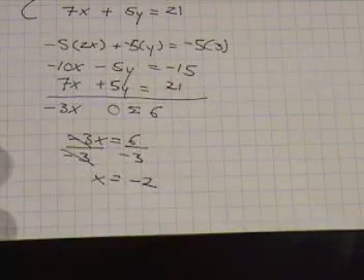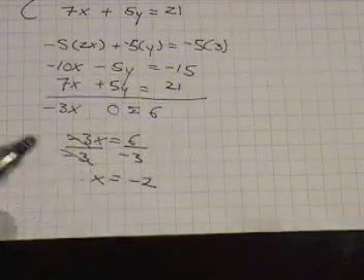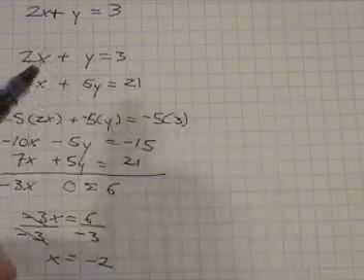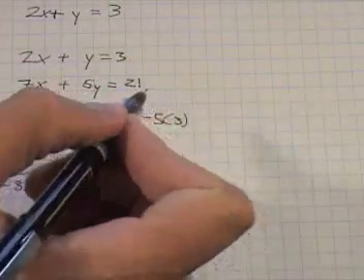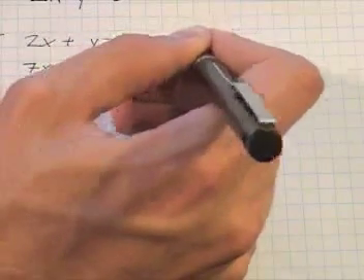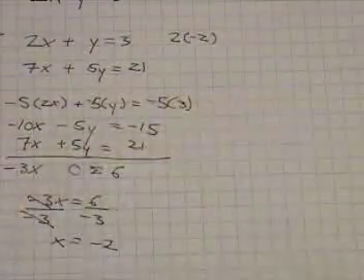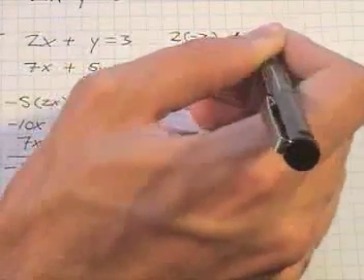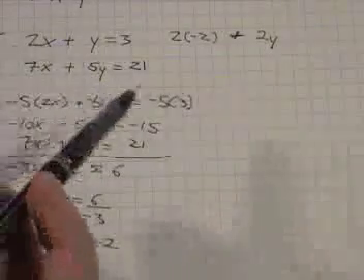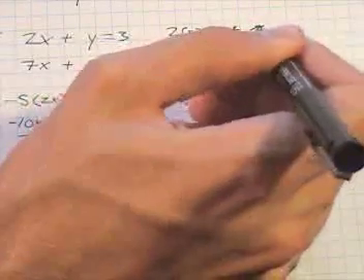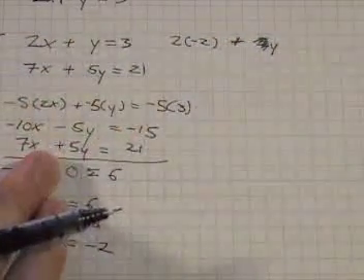Let's go ahead and figure out what y is. We just need to plug this negative 2 back into one of the original equations. Let's try this top one. It looks like that one's pretty easy to plug stuff into. So 2 times negative 2 plus 2y. Actually, that's not 2y, it's just y. My fault. So just plus y equals 3.